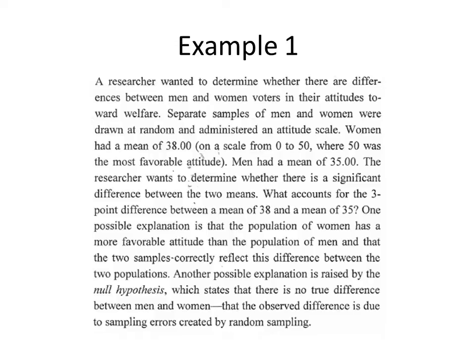We've talked about the null hypothesis in the past two sections, section 20 and section 21. The null hypothesis states there is no true difference between these two groups, between the men and women, and that the observed difference is due to sampling error created by random sampling.